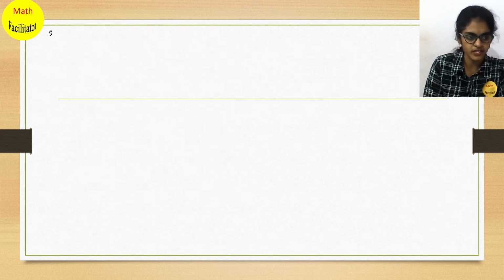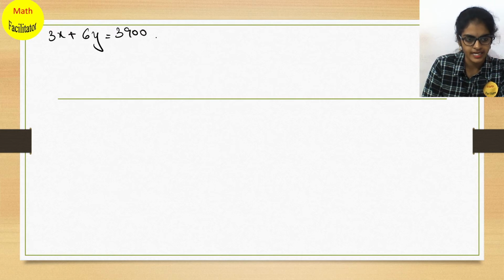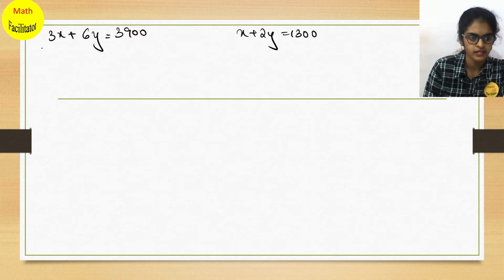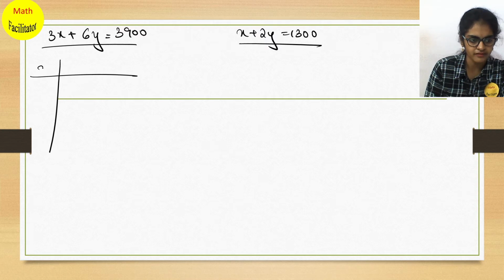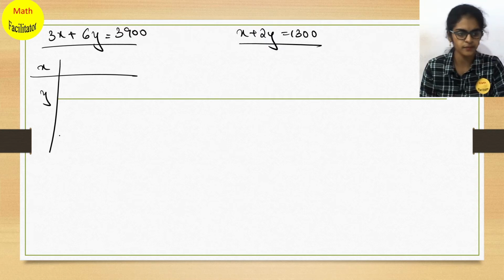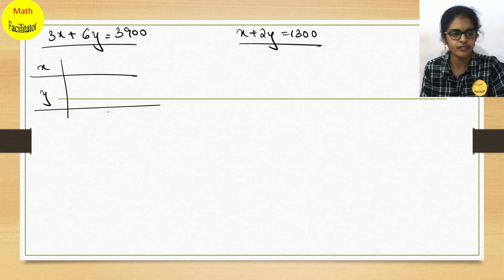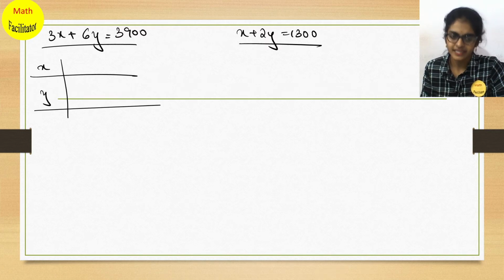That means for the equations I have to write what? I have to write the graphical table of values first to represent it graphically. So these are the two equations. Okay. So if you want to represent it graphically, you will have x, y. You will have to write x value, y value. But here you can see the values are huge. You can see 3,900, 1,300.